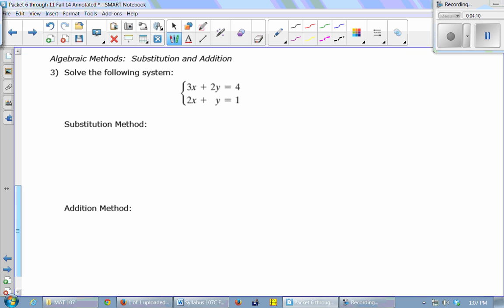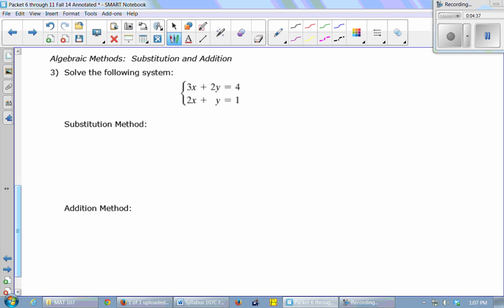So here's my system of equations. 3x plus 2y equals 4 and 2x plus y equals 1. If I wanted to substitute, which equation would you pick to start with? Which equation would be the most efficient to start with? The bottom one. Why? The y has no coefficient, so it's easy to solve for the y. So you do not have to do this.